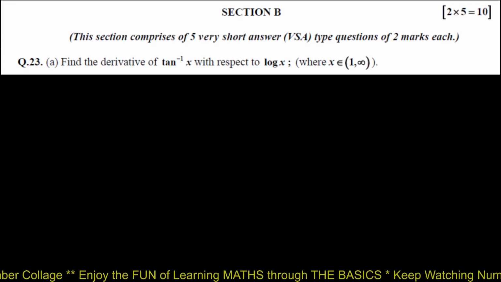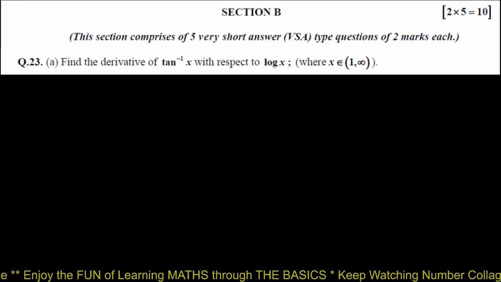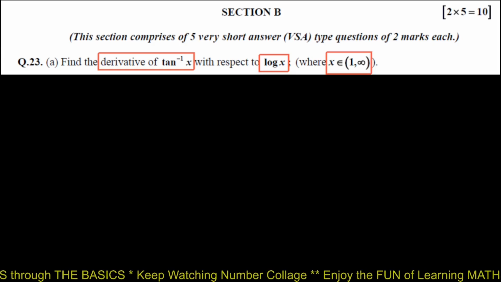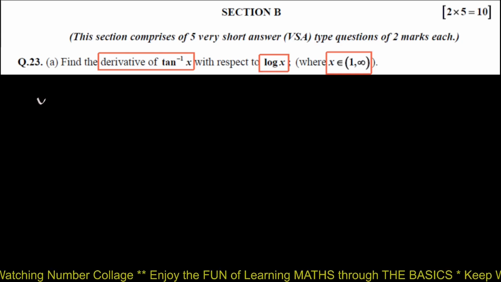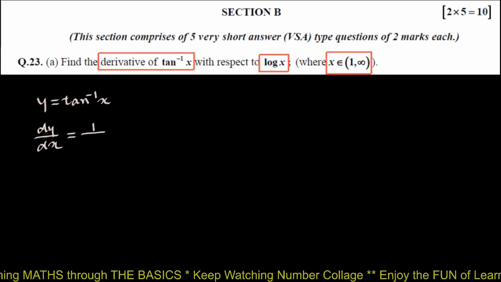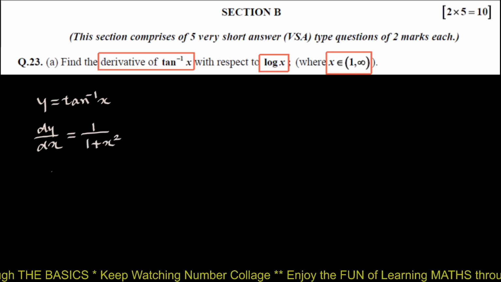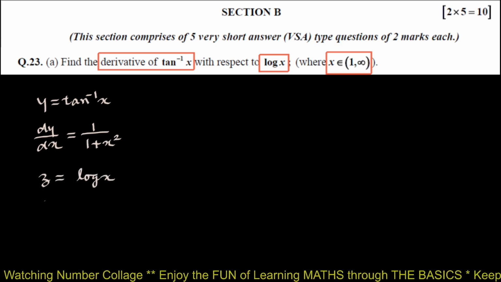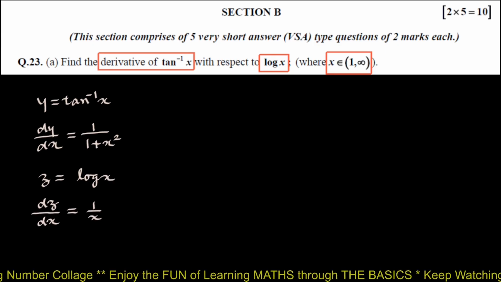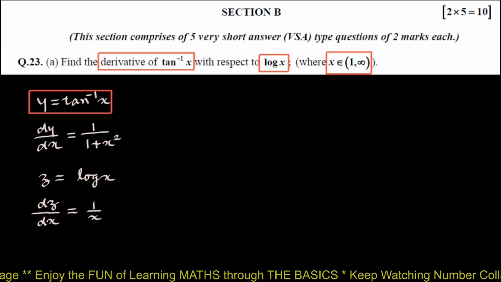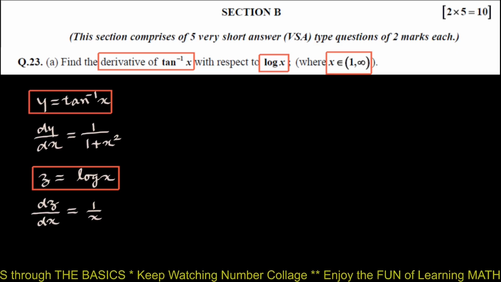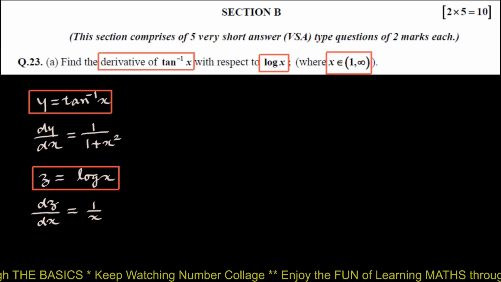Question number 23. We have to find the derivative of tan inverse x with respect to log x, where x belongs to the open interval 1 to infinity. We will assume y equals tan inverse x so that dy by dx will be 1 upon 1 plus x square, and we will assume z equals log x so that dz by dx will be 1 upon x. Here y is a function of x and z is also a function of x, which means y and z are functions of the same variable x, known as a parameter.